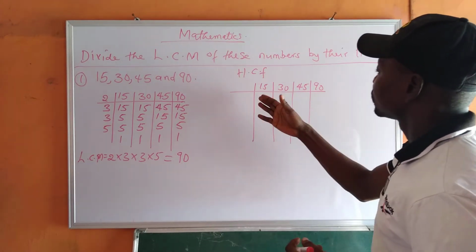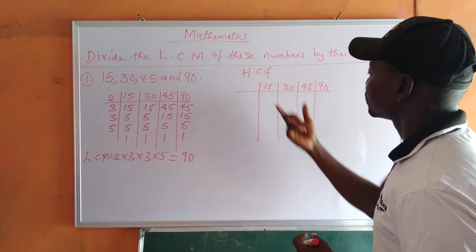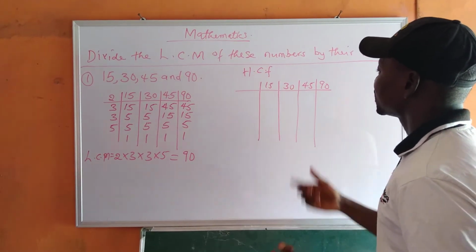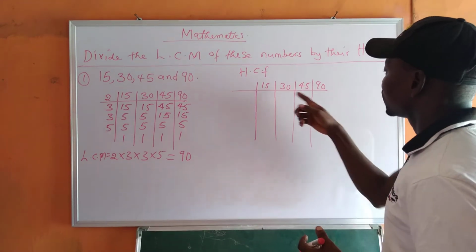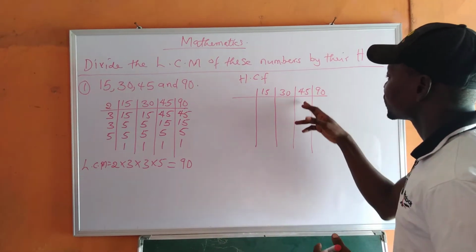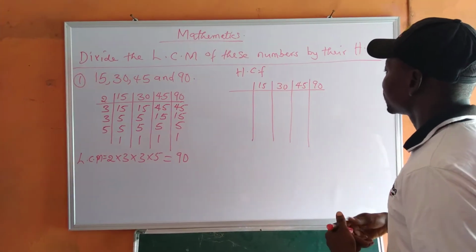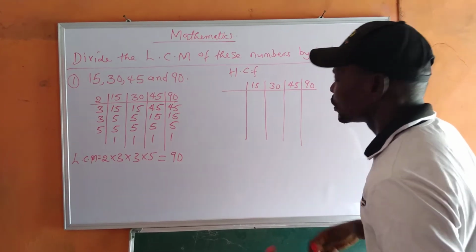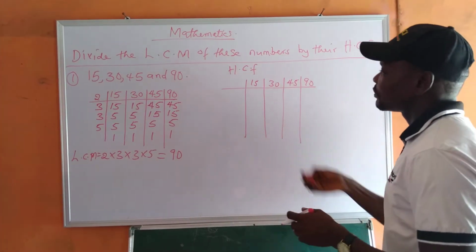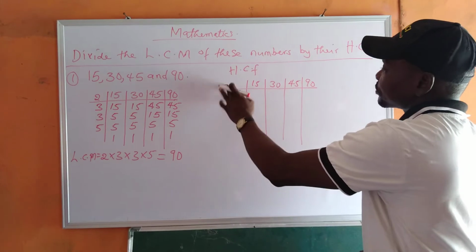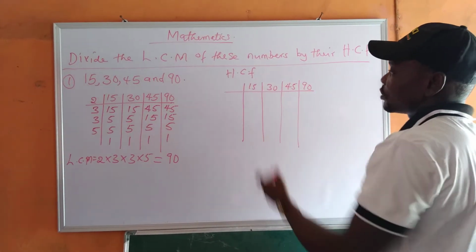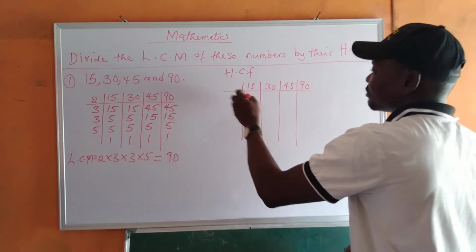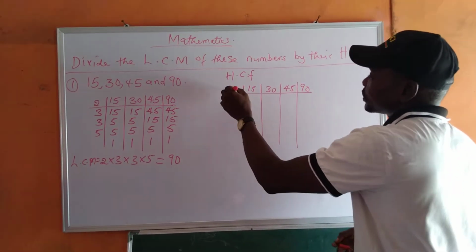If you look at it, 15 can go into 15 once, 15 can go into 30 giving us 2, 15 can go into 45 giving us 3, and 15 can go into 90 giving us 6. So why not just use 15 directly instead of using little numbers? Since we are not finding L.C.M, we are only considering the highest common factor. So let's divide through by 15 first and see what we are going to have.